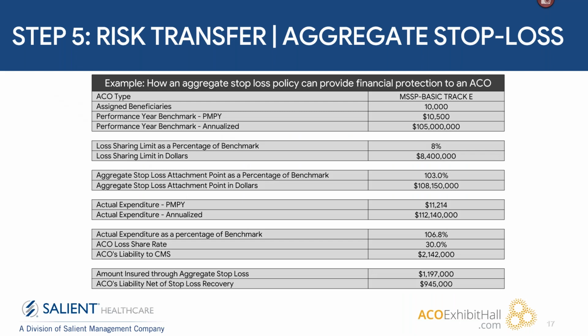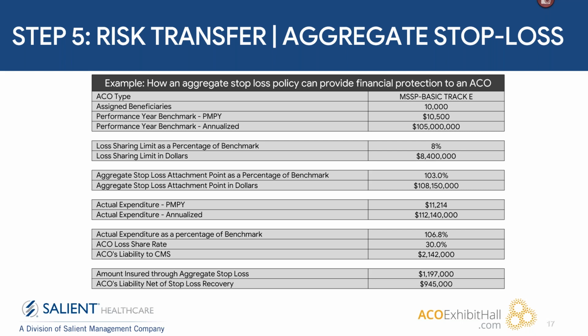Okay, step 5, risk transfer, aggregate stop loss. This slide offers an example of the risk transfer option we call aggregate stop loss. Basically, under this arrangement, the ACO transfers some of its financial loss exposure to another entity called a reinsurer. The reinsurer works with the ACO to determine the ACO's financial exposure or liability based on the size of the ACO's membership, its contractual liability, and the amount of projected loss that it can reasonably fund internally.